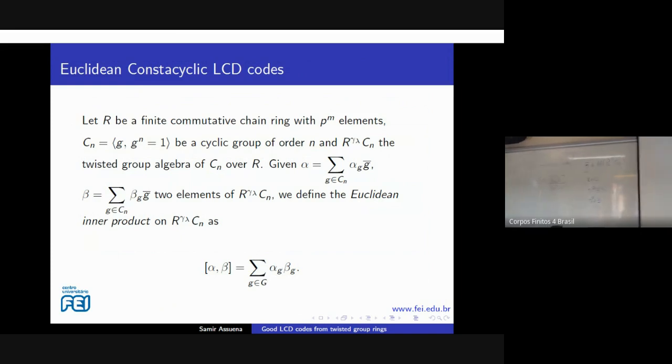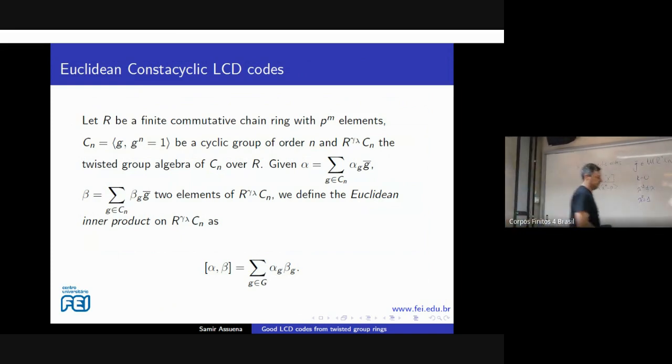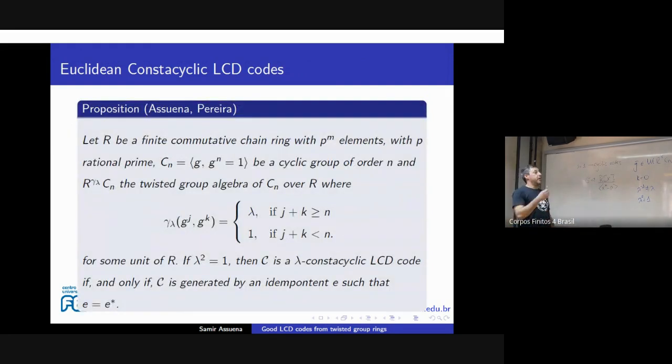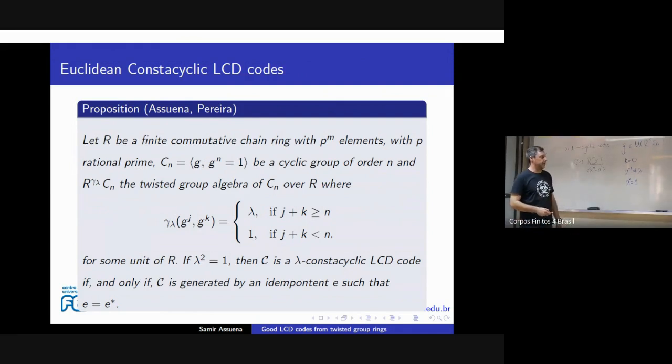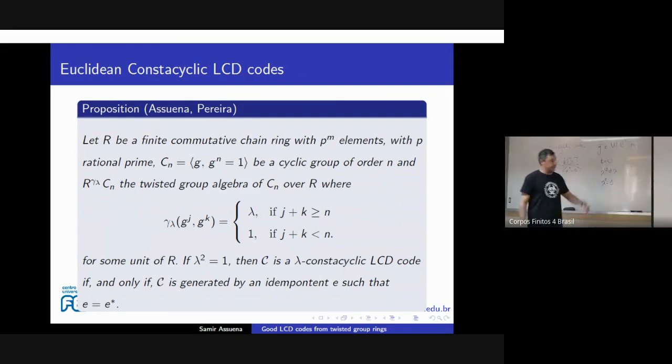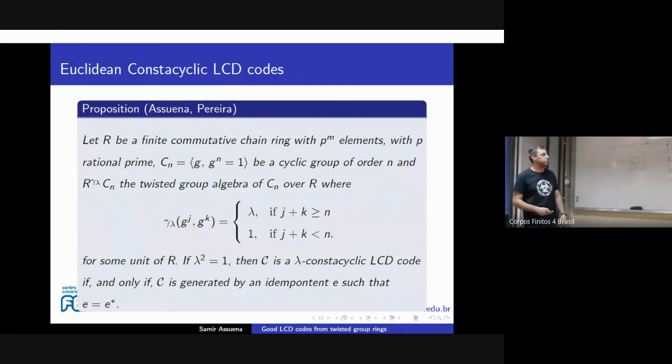So this is the definition of the Euclidean inner product, just when k equals 0. In this case, we can obtain this result. We can give a precise description of this kind of LCD codes. LCD codes are those that have to be generated by an idempotent element, and this idempotent has to be fixed by this involution.